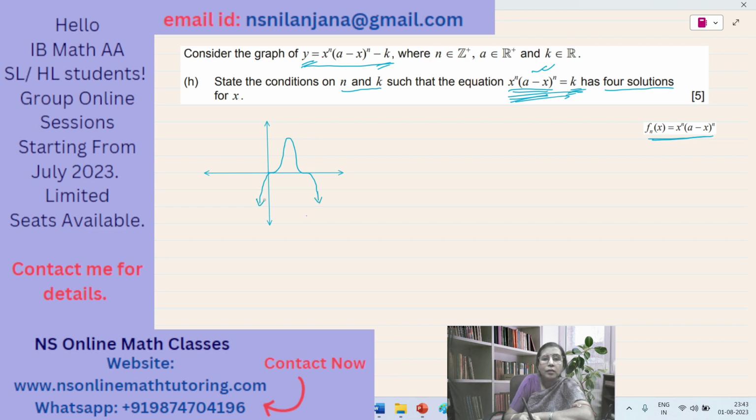This shape of fn of x when n is a positive odd number. This is x and this is y.